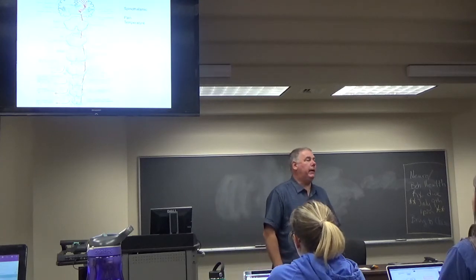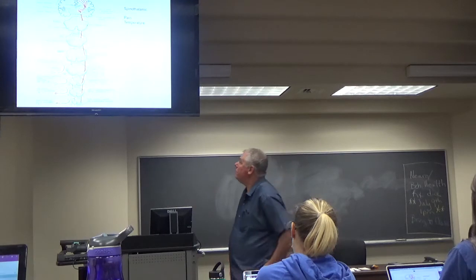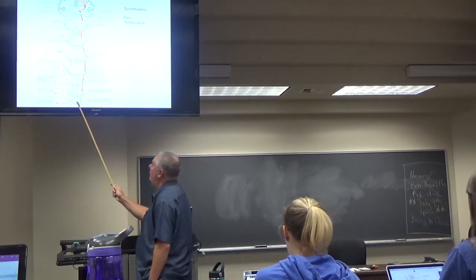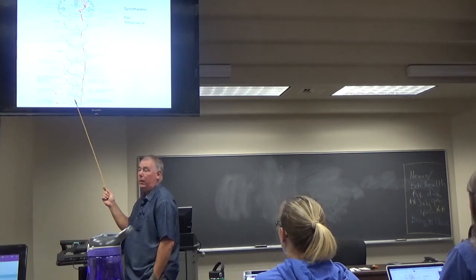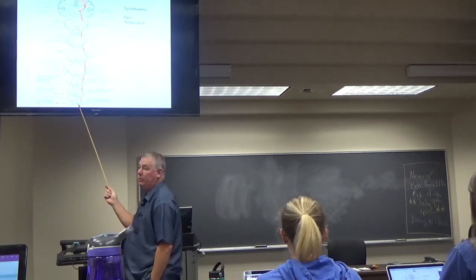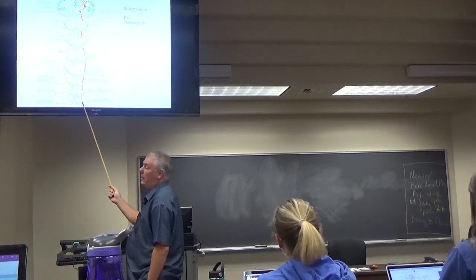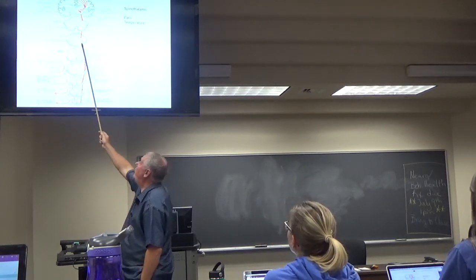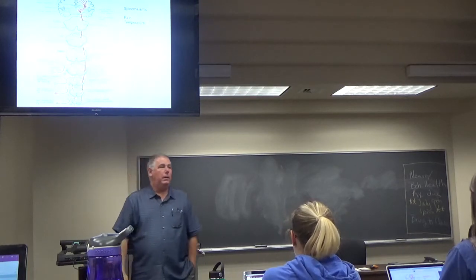If you look at the spinothalamic tract, there's a substantia gelatinosa, lamina 2. It crosses in the anterior white commissure, enters the lateral spinothalamic tract, goes all the way up through the brainstem, again to the VPL of the thalamus.